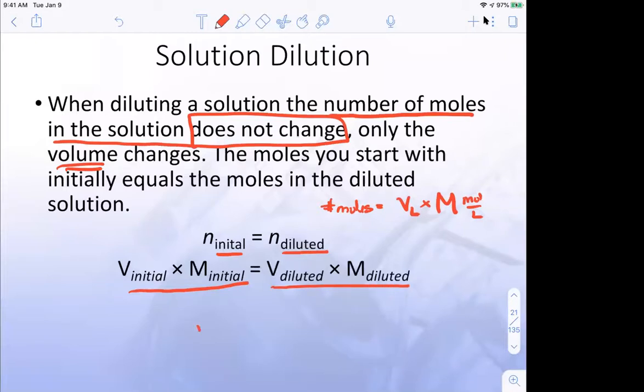A lot of times you'll see this written as M1V1 equals M2V2, and this will be referred to as the dilution formula or the dilution equation.